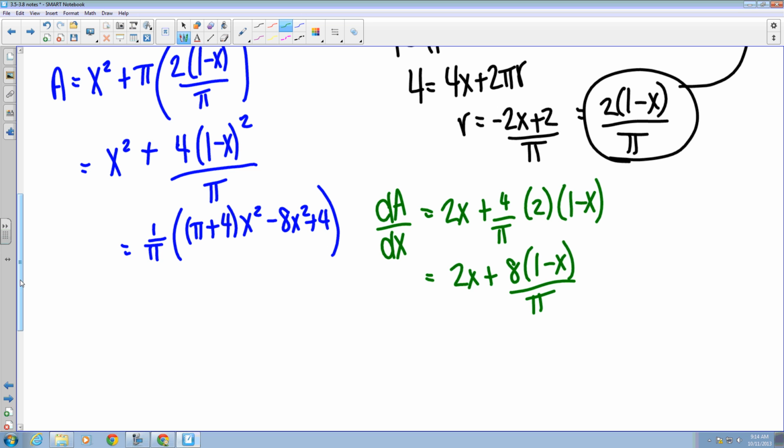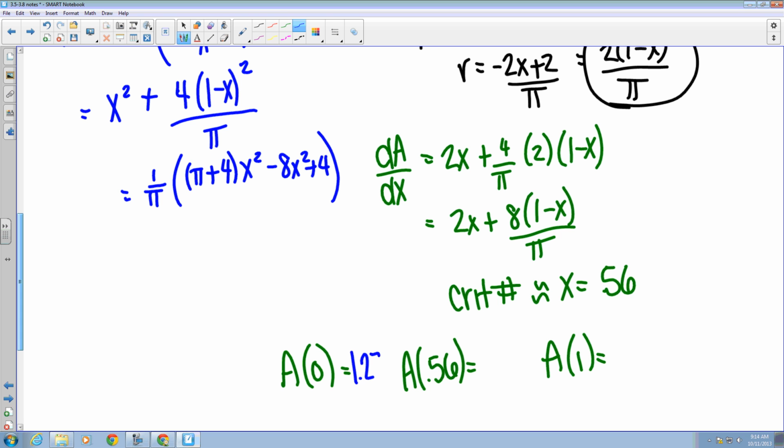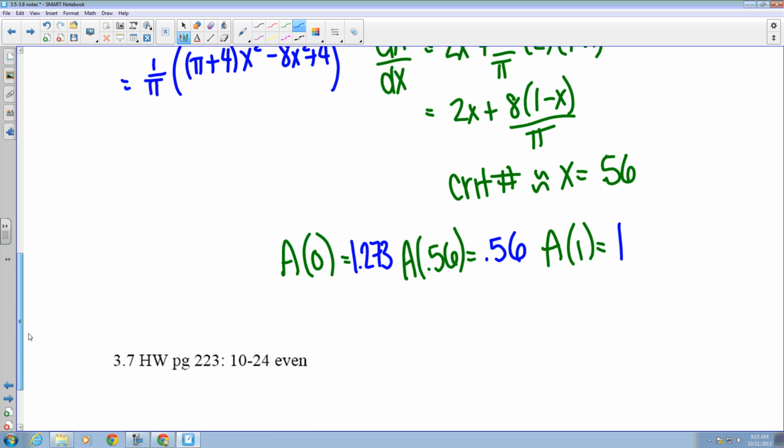The critical value of that is approximately 0.56. So we need to test the critical point, that's the 0.56. We also have to look at the endpoints, which would be 0 and 1. When we test those, we get 1.273. The area at 0.56 is 0.56, and the area of 1 is 1. So which one of those is going to give us a maximum? We're looking for the maximum total area. That would be 0.